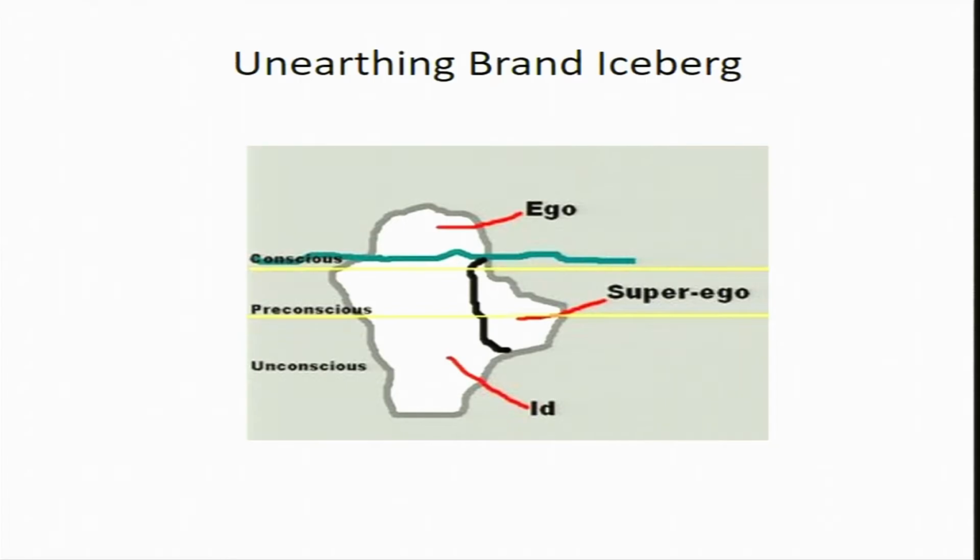Now, let us look at this picture a little more closely. You can see that there is an iceberg and then there is a surface. There is a green line running across the iceberg. That is the surface, and the part of the iceberg above the green line is the visible part, and the part below the green line is the invisible part. The part below the green line is divided into two parts: one is pre-conscious and the second is unconscious.